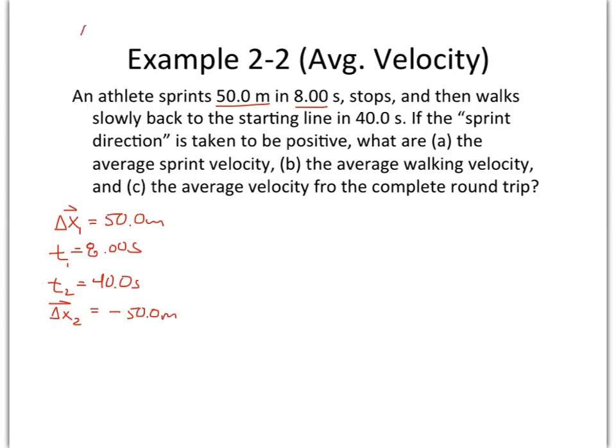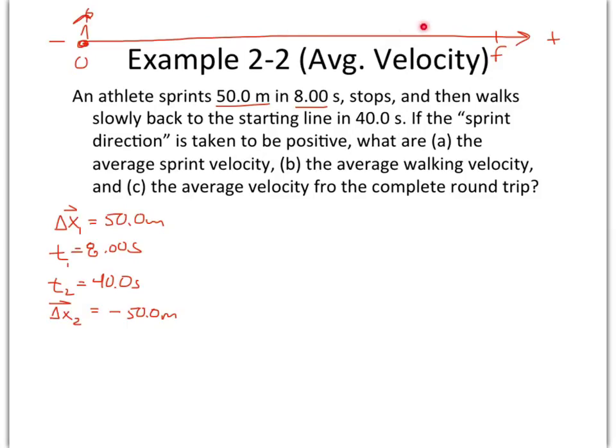So here's our person right here. We'll call this the origin. That's the starting line that he's at. The finish line is right here. And we're going to call this direction positive. He runs real fast down to the end, 50 meters in 8 seconds, and then he walks slowly back to the starting line. But you'll notice that the walking back is in the non-positive, or that is the negative direction. So that's why the displacement is going to be negative right here. So if we call the sprint direction positive, so he's running this way real fast, we call that positive.